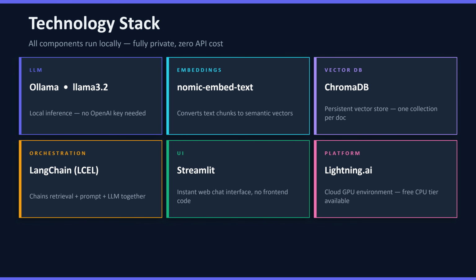Third, the vector database. We use ChromaDB. It is a lightweight open source vector store that runs locally and persists on disk. Each document gets its own isolated collection in ChromaDB. I will explain why that design decision matters in a few slides.